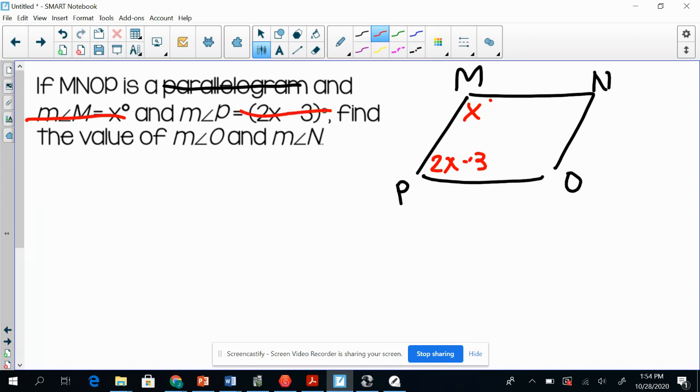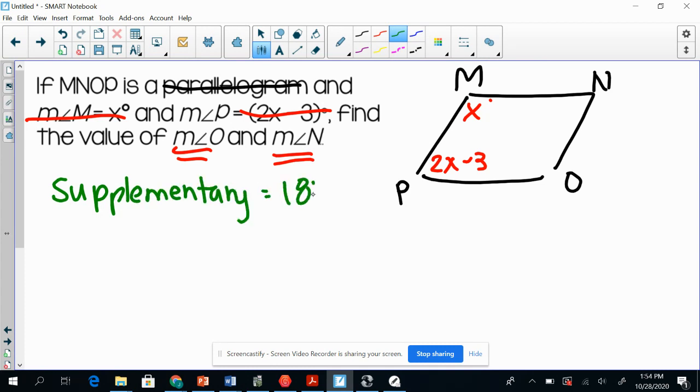So find the measure of angle O and the measure of angle N. The biggest mistake people make here is that they solve for X and jump on the answer because they see it on a multiple choice question, but they don't remember what the question asked. So these are consecutive angles, which means I know they're supplementary, which means equal to 180.